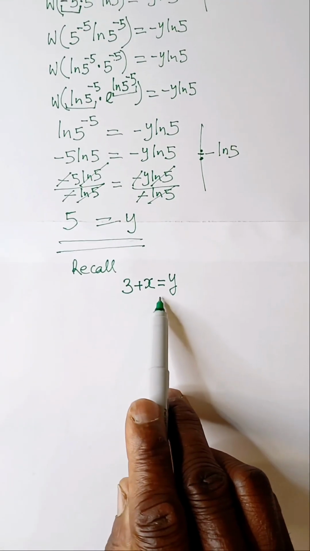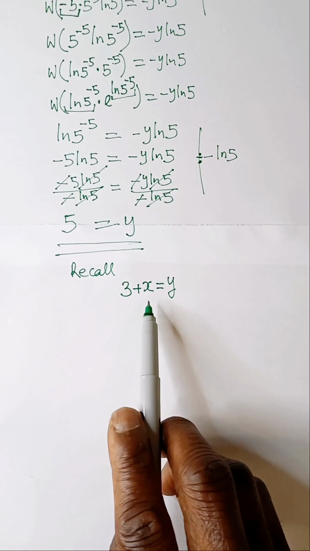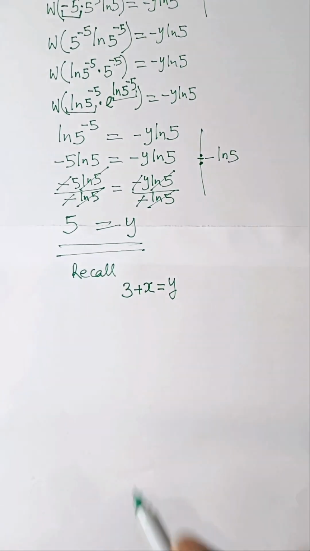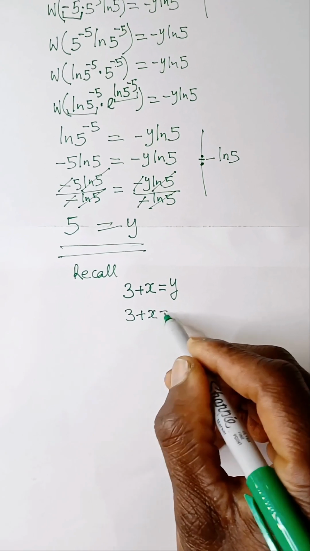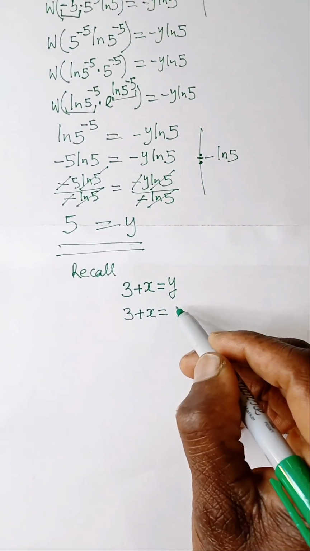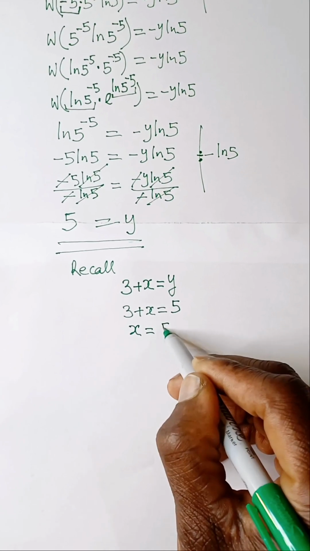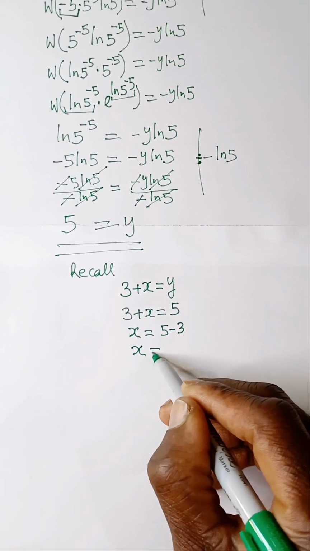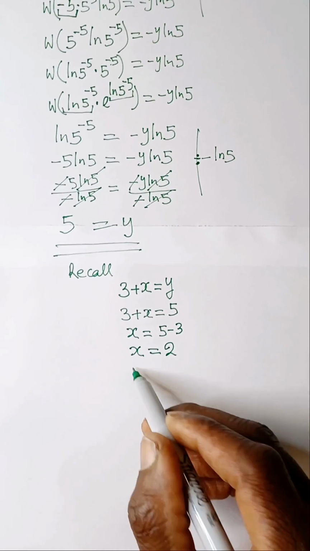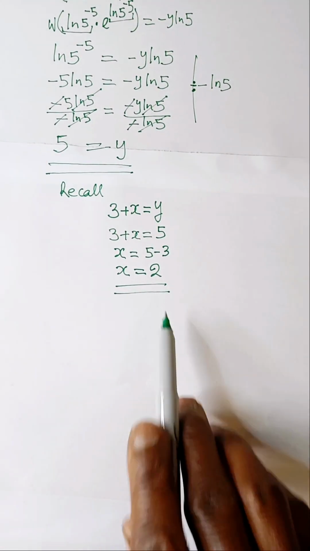Recall that we made a substitution where we said 3 plus x is equal to y. Now let's find the value of x since we know the value of y. So here we have 3 plus x is equal to y, and y is equal to 5. We have that x is equal to 5 minus 3. We have that x is equal to 2. So x is equal to 2.